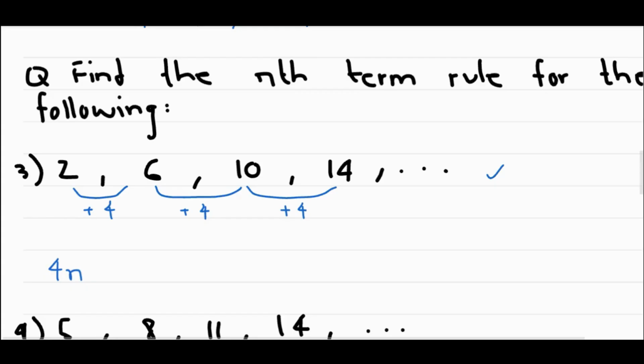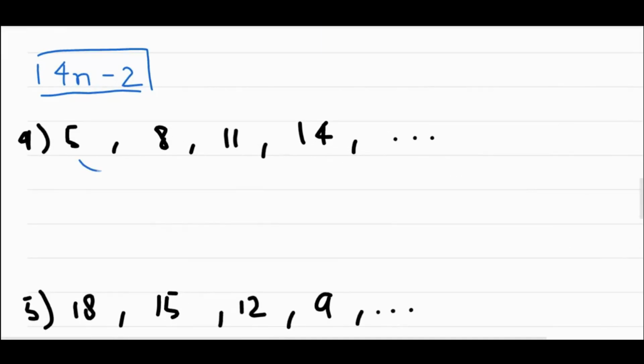And now the second step is how much the numbers are being added. We have to see how we can make this 4 a 2. That would be by minusing 2. So this is going to be our nth term rule. It sounds weird at first, but you'll understand. Now over here, 5, 6, 7, 8, we can see it's being added by 3, so we'll write 3n.